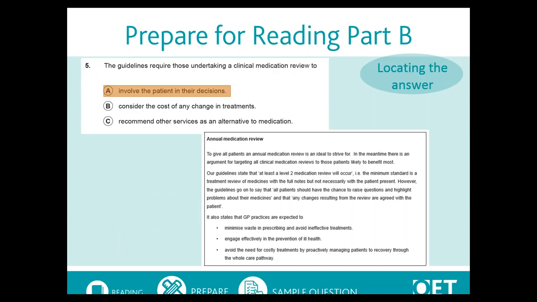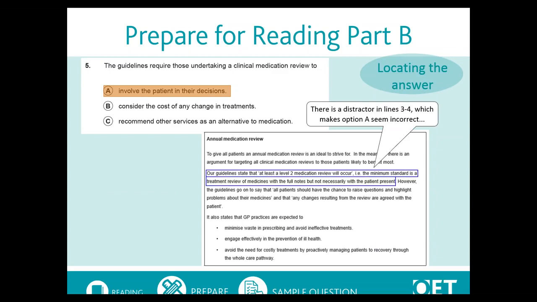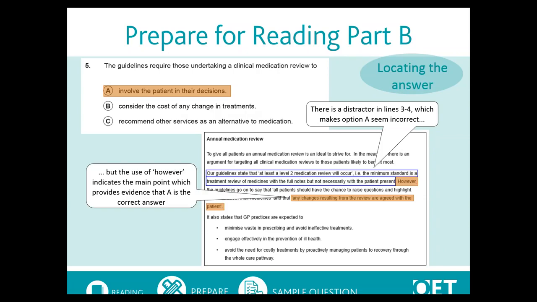While reading, make sure to read all the text to check whether an answer is correct or incorrect. In this example, the information on lines 3 and 4 appear to show that option A is incorrect. By continuing to read and noticing the word "however", you can understand that this is actually the correct answer.